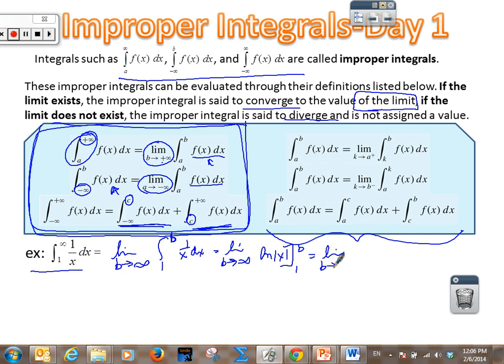So we have the limit as b goes to infinity. We do our f of b minus f of a. So I get natural log b minus natural log 1. We know that natural log 1 is 0. And natural log of an ever-increasing number, b is going to infinity, will make this tend to infinity, which means that it diverges. Our first one, it diverges. It doesn't come out to an actual real number. Okay? So that's our first one. Questions?